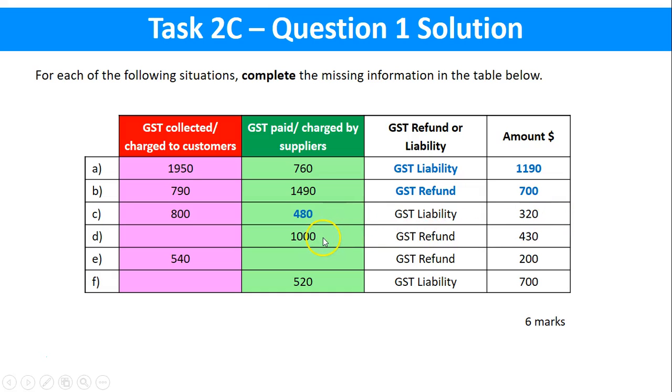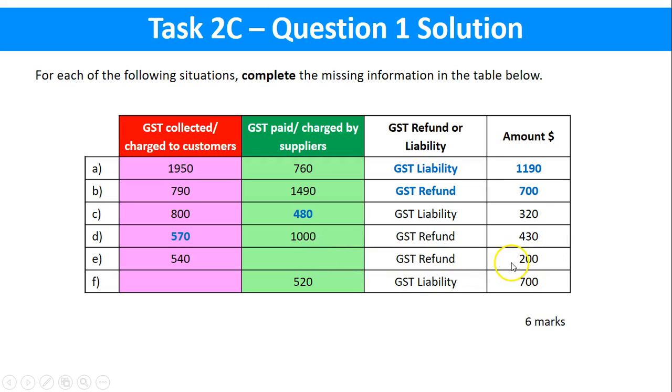Looking at the next one, we're told we paid or got charged $1,000 in GST. We're going to end up with a refund of $430, and we've got to figure out the GST collected. What that means is we know that because we're going to get a refund, we must have paid more GST than we collected. So this number needs to be smaller than this number. So we're going to set that to $570, which is just $1,000 less $430, so the business collected $570 of GST, paid $1,000 in GST, so we'll get a refund back of $430.